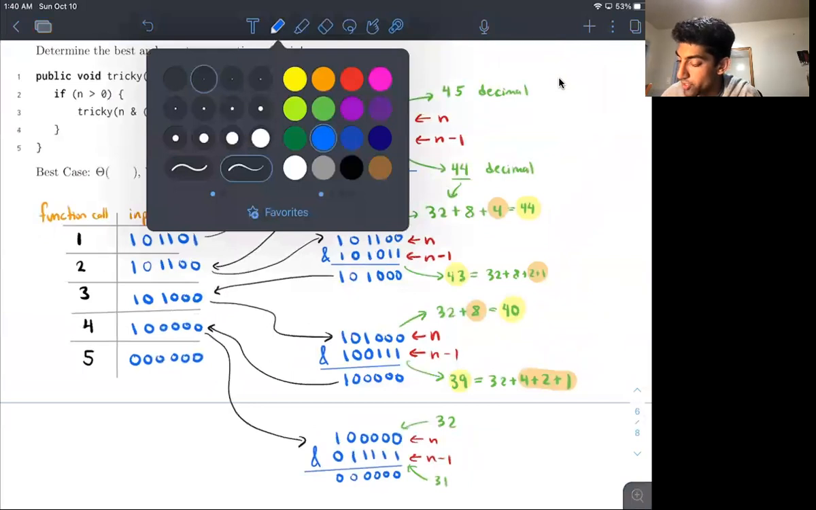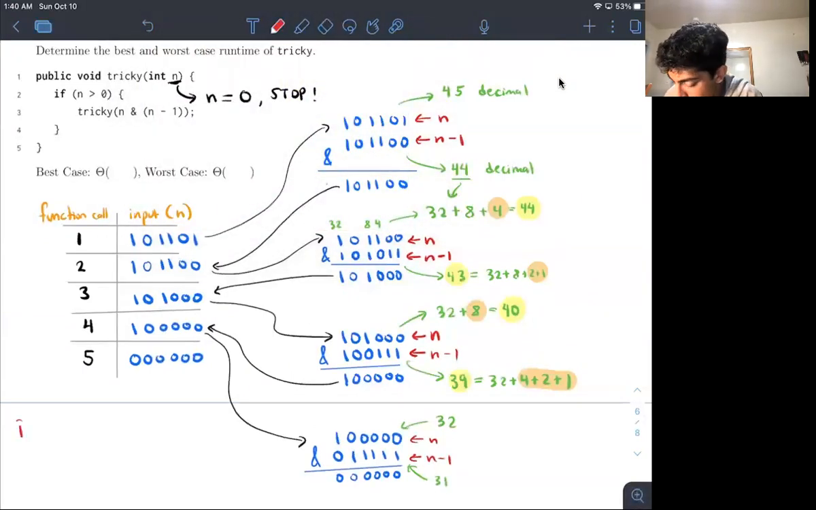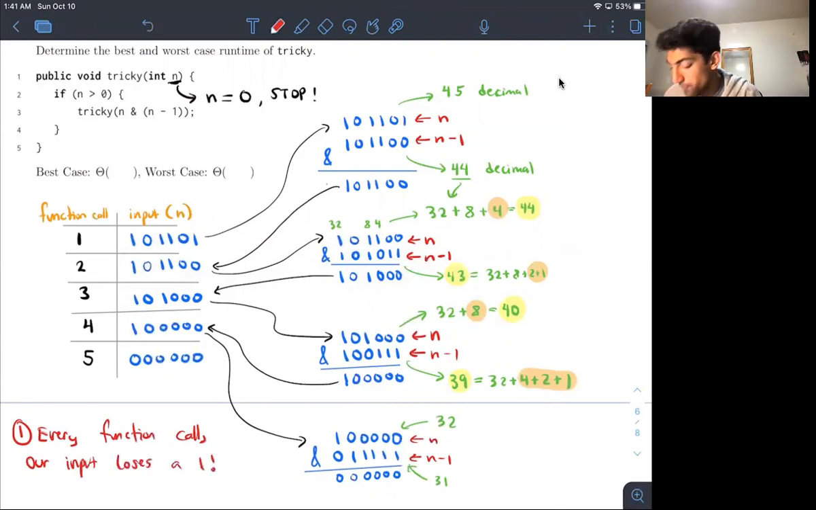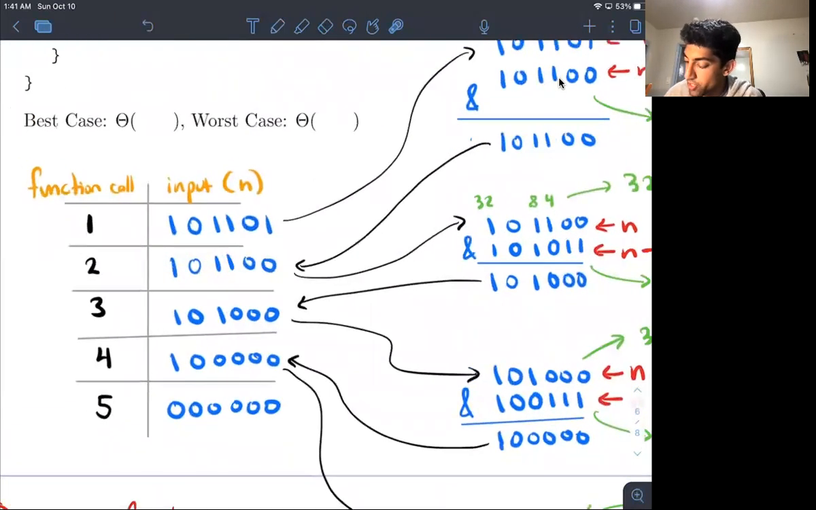So the first one I'm going to draw is that every function call, our input loses a 1. Okay, so let's see why this is the case. Just based on observation, notice that we have 4 1s in the beginning, then we have 3 1s, then 2 1s, then 1 1, and then no 1s, right? So we can see here that every function call we're losing a 1.